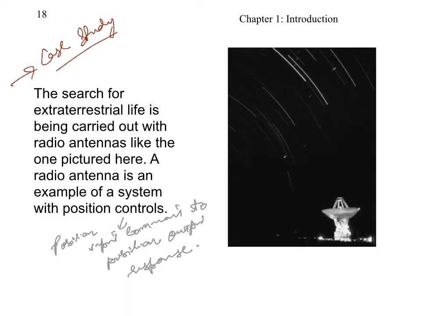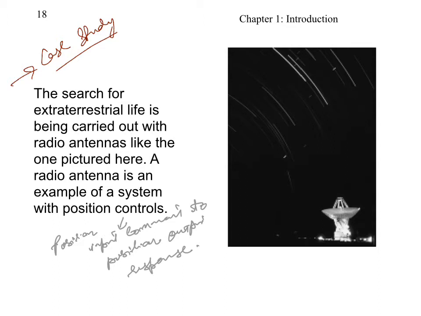Let us take an example of a position control system. In this picture you will see the satellite. Now the search for extraterrestrial life is being carried out with radio antennas like the one pictured here. So it is an example of a position control system.